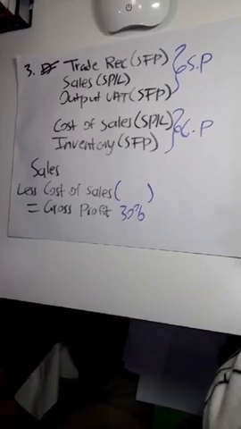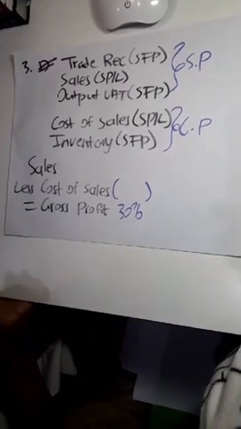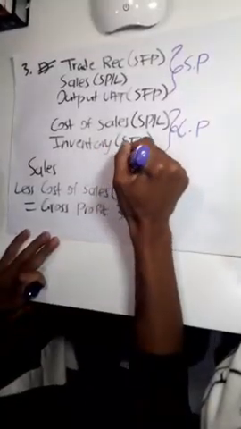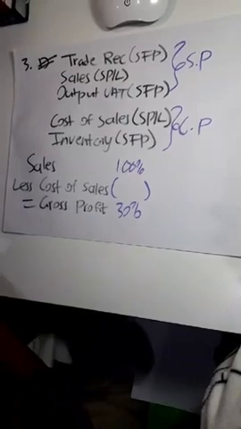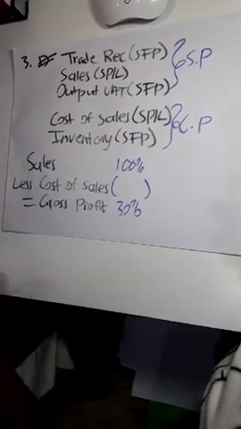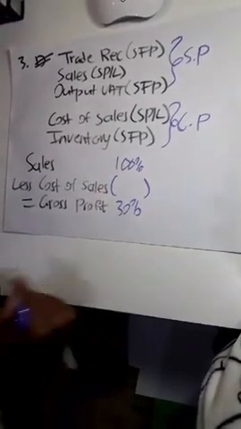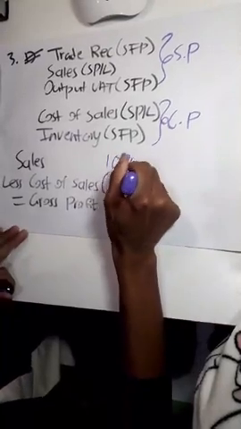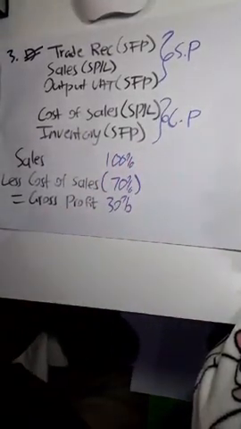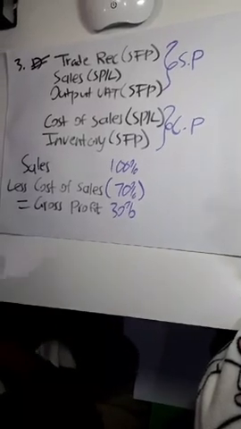Okay, and then now they said on sales. So your sales will be 100%. Are we following? And then now, what is 100 minus 30? You get 70. So far so good. Please let me know. So far so good.